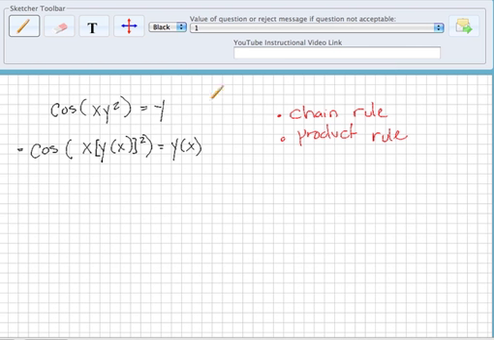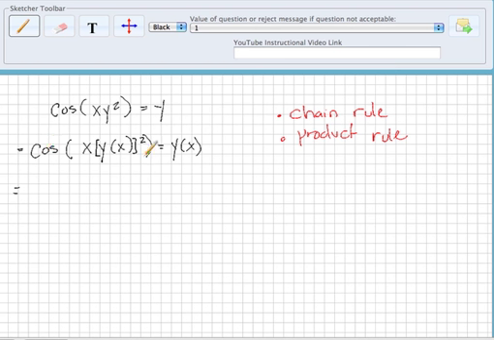If we are going to differentiate this expression implicitly, we are going to be using chain rule and product rule. As you can see here, I've written y as y of x just so I can remember that when I differentiate y, I actually need to apply a chain rule to that as well. So let's go ahead and get started.